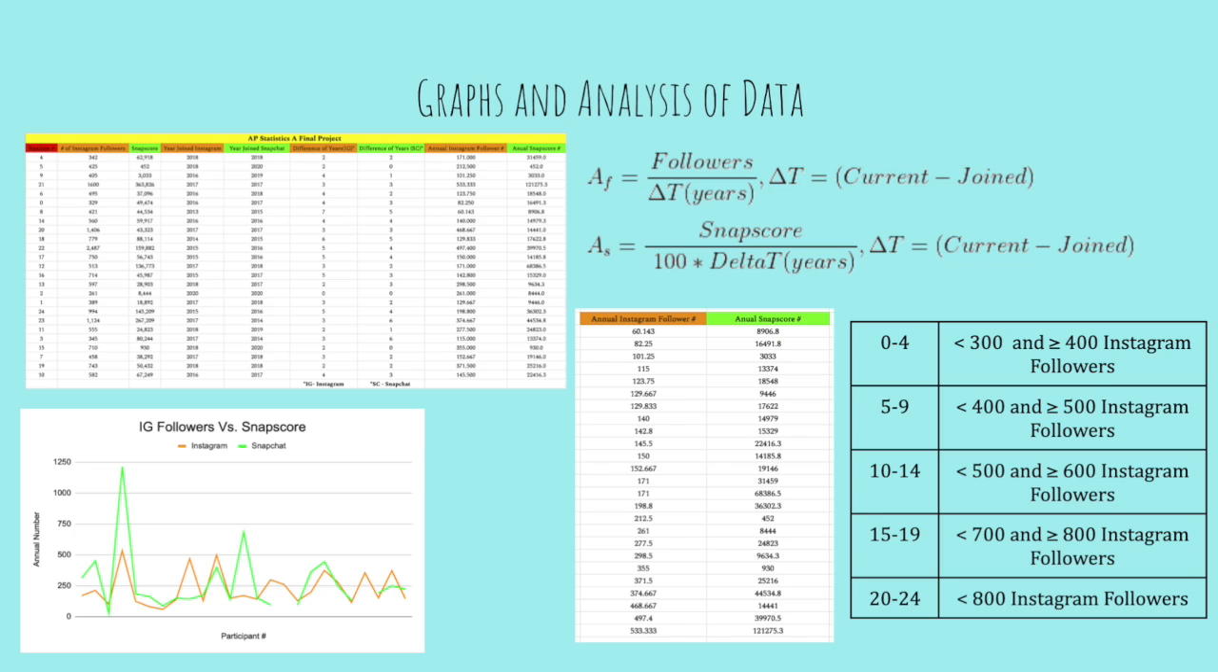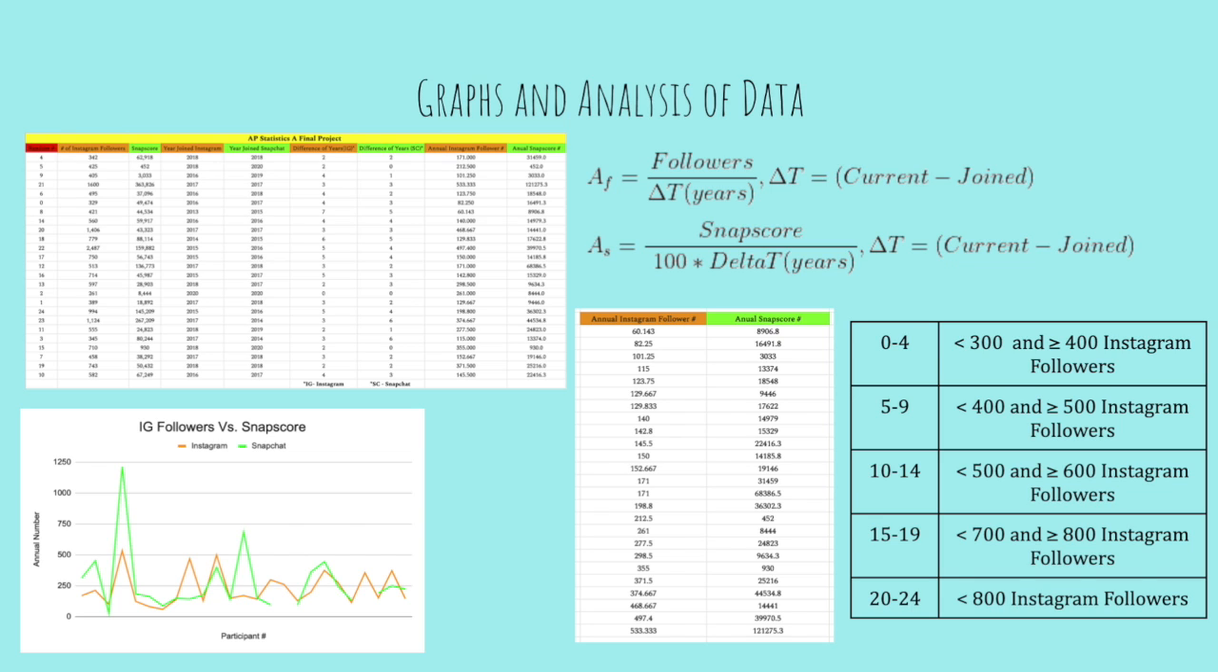So by finding this, I would take their Instagram followers and divide it by the number of years they've been using this social media. So I can find their annual Instagram follower number and annual SnapScore number. That same process was also used for Snapchat. If I took their SnapScore and divided it by the amount of years they've been on Snapchat.